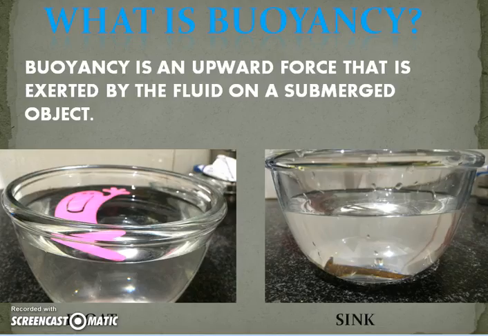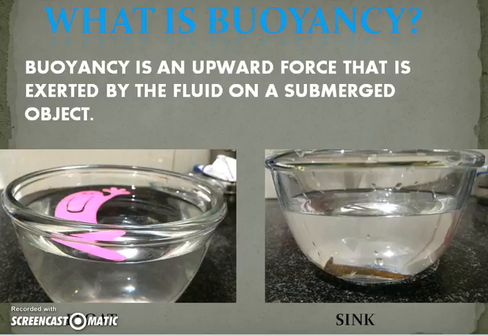So what exactly is buoyancy? Buoyancy is simply a force, an upward force that is exerted by the fluid on a submerged object. The fluid could be a liquid or a gas. So it could either be a liquid like mercury or water, or it could be a gas like air.